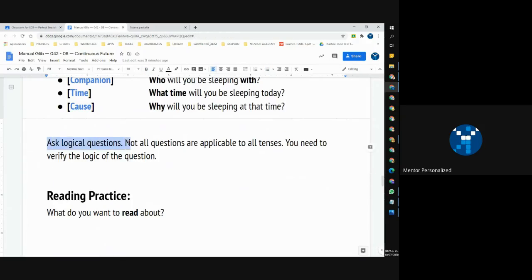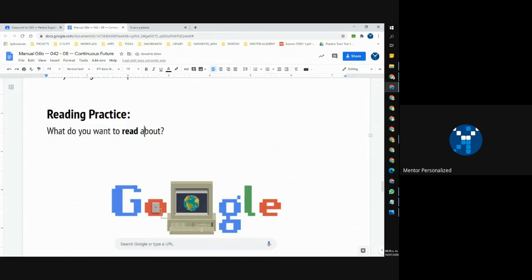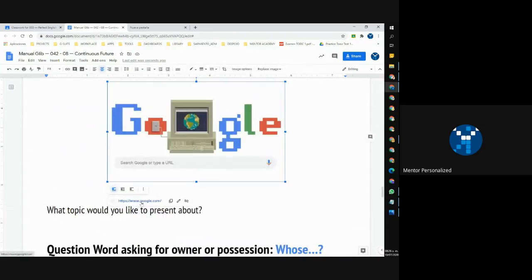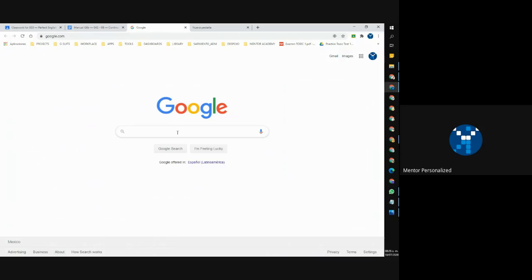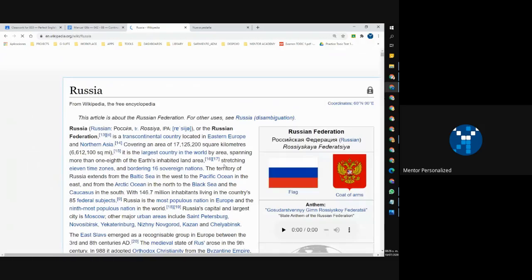That's right. So now ask logical questions. Not all questions are applicable to all tenses. You need to verify the logic of your question. Well, then we have a reading practice. This will be for homework. What do you want to read about? So what we do is basically we go to Google, and we select a topic. For example, I want to read about Russia. Very good. Russian Wikipedia. No brainer. And you read.